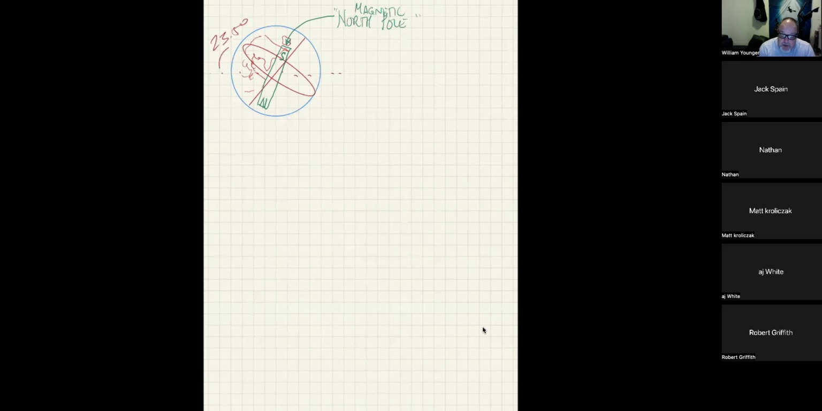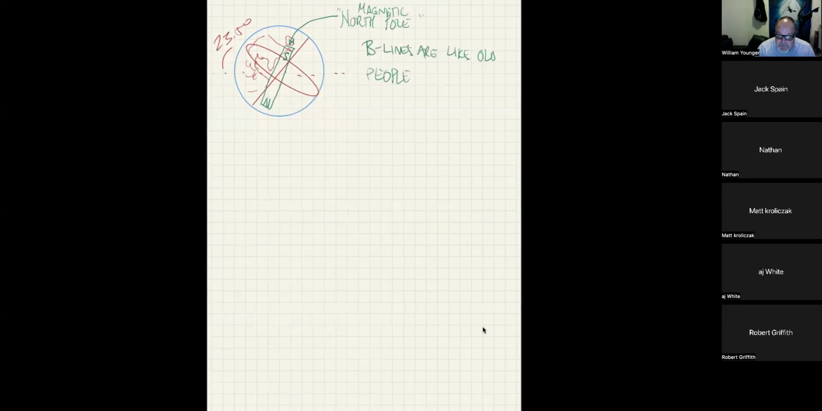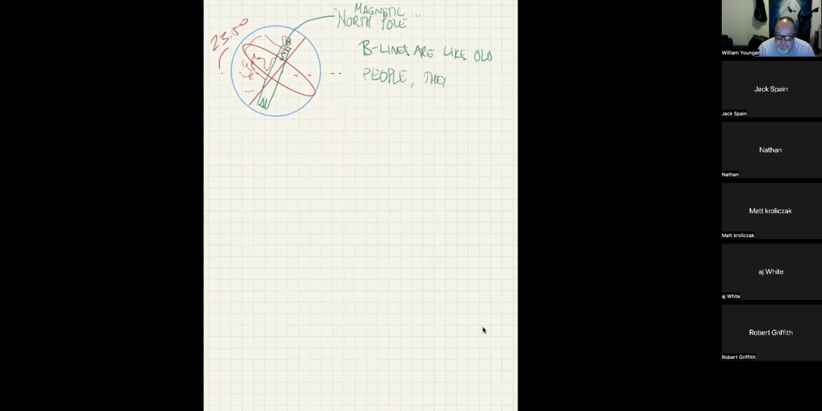Okay. Now, what do field lines look like from that? Well, here's my insensitive motto about magnetic field lines. B lines, magnetic field lines, are like, and I'm going to be a little funny here, but I apologize to anybody I offend, field lines are like old people. And this is very much an American phenomenon. I'm not sure other countries have the same thing. They leave the north and enter the south.